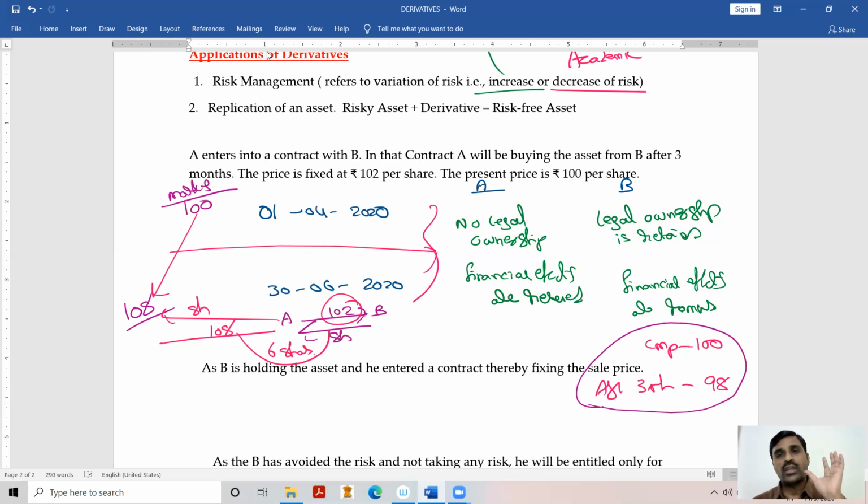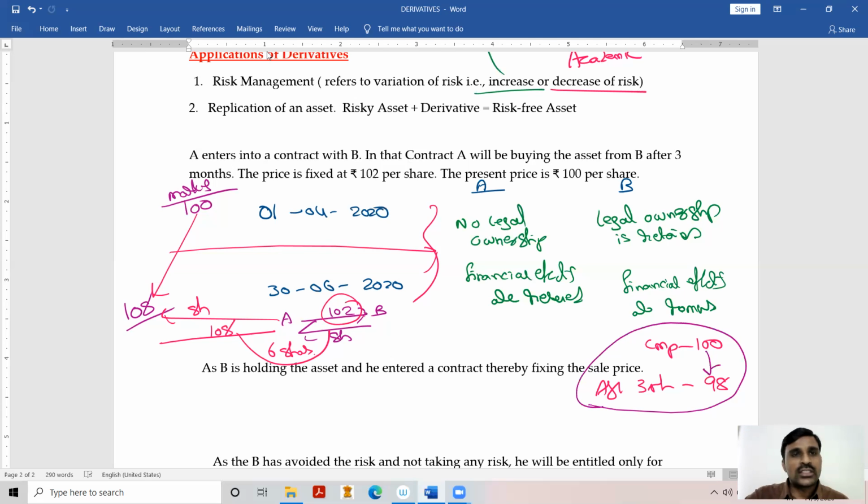Even though he is the owner of the asset, and during these 3 months he was holding the asset, the asset has declined in value, but still he was not feeling the effect of the decline. Neither will he feel the effect of an increase, nor the effect of a decline. That means though legally I am holding the ownership of the asset, I am getting rid of the financial effect of the asset. That is the beauty of the derivative. You can have the legal ownership without financial effects, or you can have the financial effects without legal ownership. That is called replication of asset.